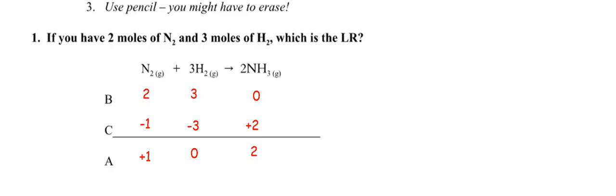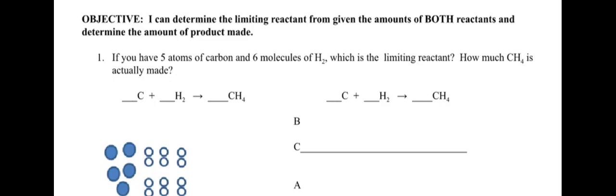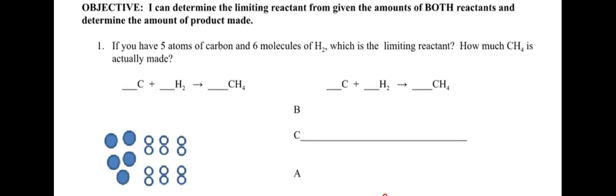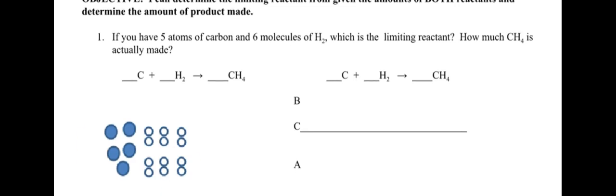So go to the next page for me. All right, I can determine the limiting reactant from the given amounts of both reactants and determine the amount of product made. So if I have 5 atoms of carbon, which I have right here, and 6 molecules of hydrogen, which I have right here, what's the limiting reactant? Okay, let's do this. How much CH4 is actually made? Well, what's the first step in either of these problems? What do you have to do? You have to balance them. So go ahead and balance these for me.